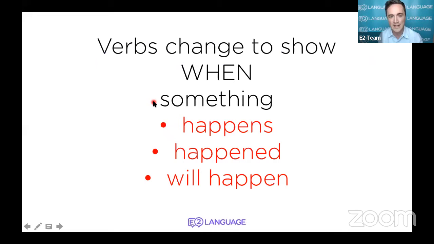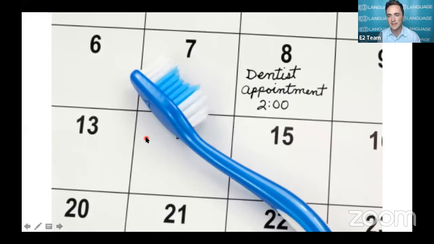So verbs change to show when something happens, happened, or will happen. For example, look at this dentist appointment on the 8th at 2 p.m. This could be in the past, right? And you're talking about it. So you need a verb to describe when you visited the dentist, for example. Or this dentist appointment might be tomorrow. So you need a verb to describe the future. And you say that you will visit the dentist tomorrow. Or the appointment might be right now, and you might say, I am going to the dentist right now. I am visiting the dentist now. So that's why we need verbs, because they change to indicate when something happened, happens, or will happen. They split time up into 3 sections, past, present, and future.